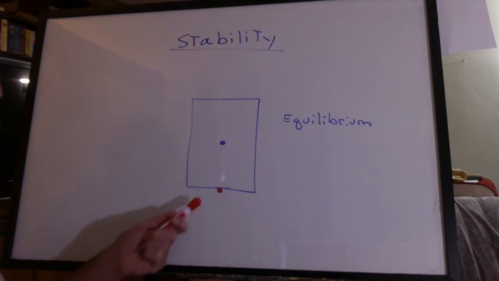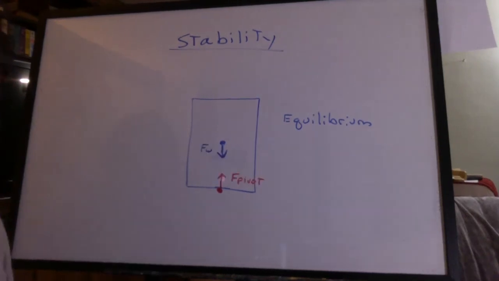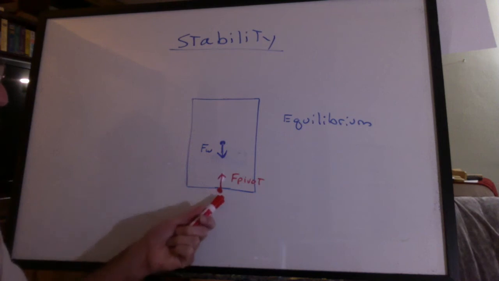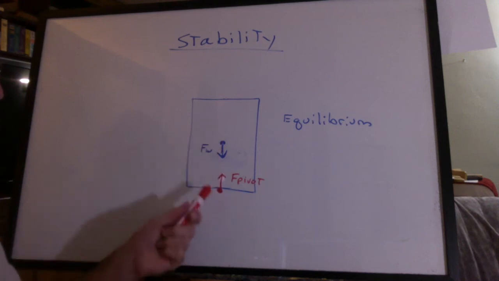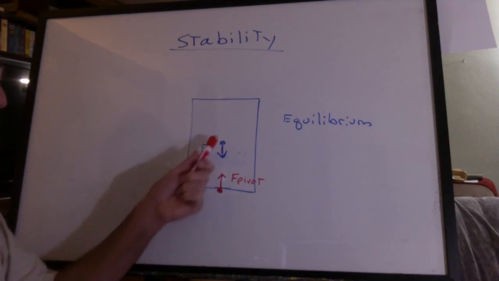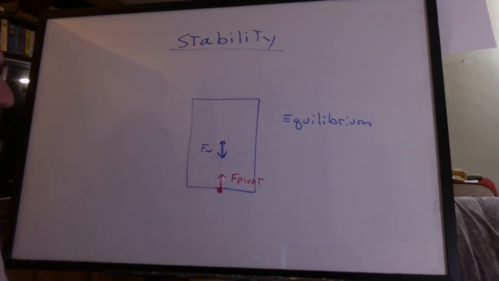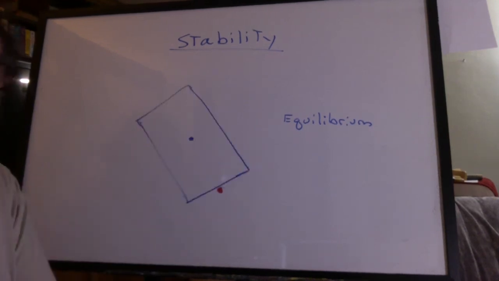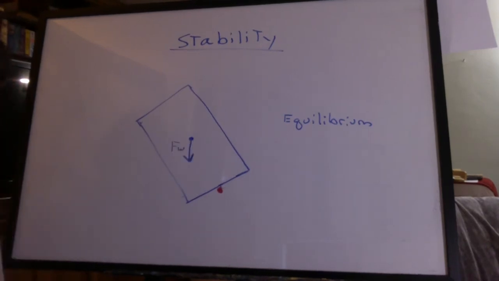Compare that to the situation where the pivot is at the bottom. The weight goes down, the pivot pushes up, and they'll cancel each other out. And as long as this is perfectly aligned, we would say it's in equilibrium. But what happens if we disturb the object from that position? We can see that the weight is going to miss the pivot by that distance d. But that's going to produce a torque that will not return it to the equilibrium position. It's just going to keep on going over more and more and more. And that's what we call an unstable equilibrium.